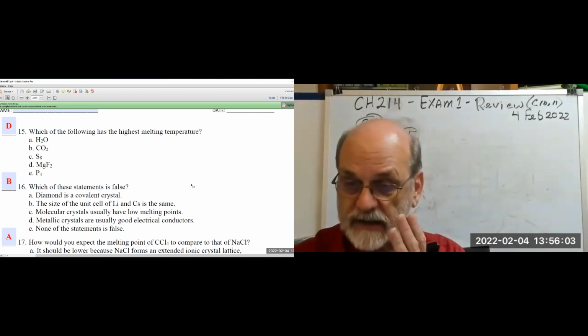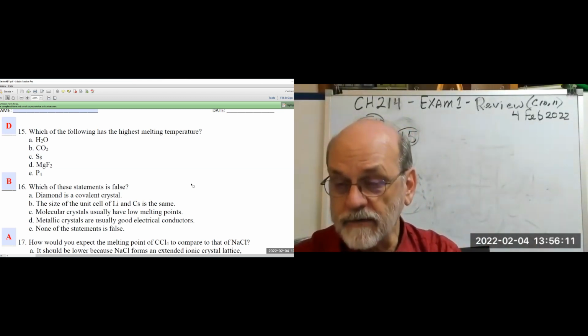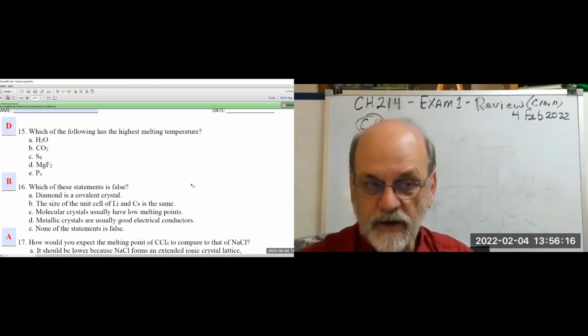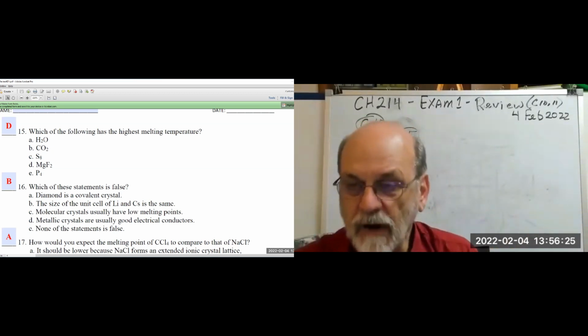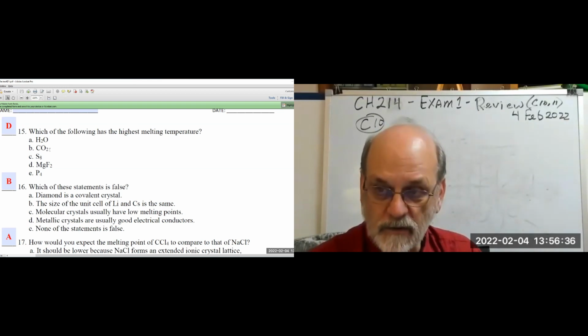Well, we've got ionic bonding, we've got dipole-dipole, or actually dipole-ion interactions, whatever the case may be, and then we have London dispersion forces: strongest, next, weakest. So let's look at what we got. Water is hydrogen bonding, dipole-dipole, so that should have a moderately high melting point. Carbon dioxide is a nonpolar molecule, so it's looking at van der Waals. Sulfur is nonpolar.